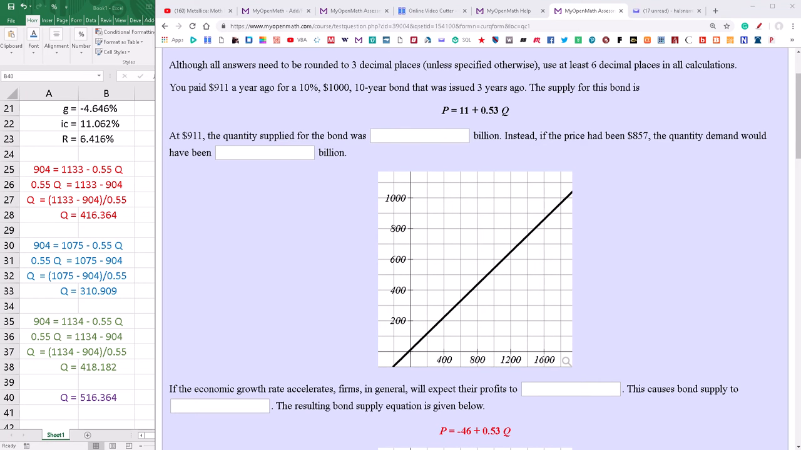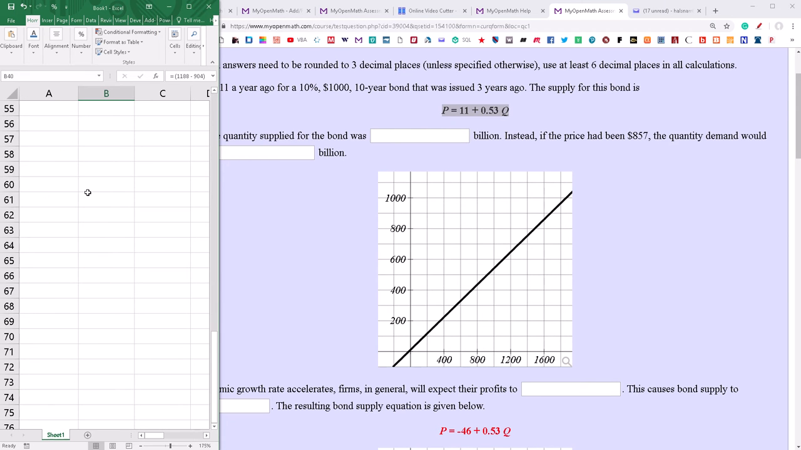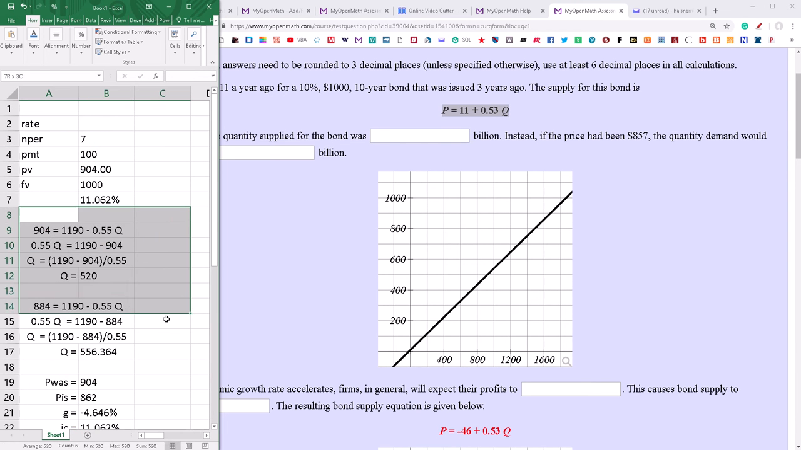In homework 3B, question 2, we're going to look at the determinants of bond supply. Here we have an equation for bond supply down here. And I'll go ahead and clear all this stuff over here, or I'll just scroll up. I'll just go ahead and delete all this stuff.